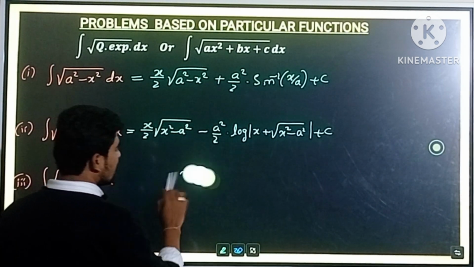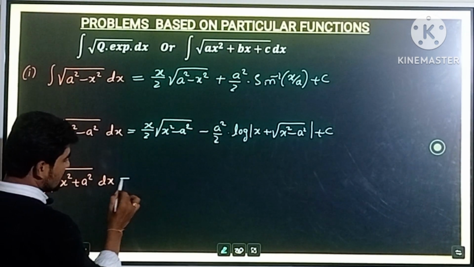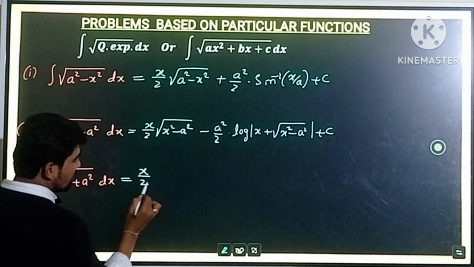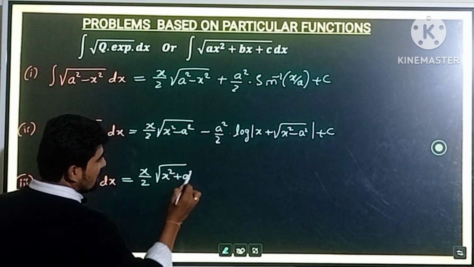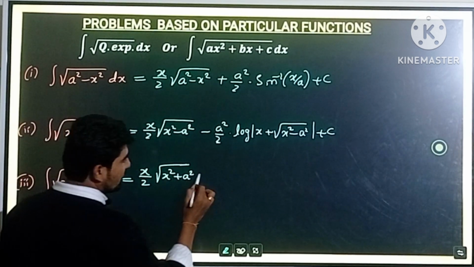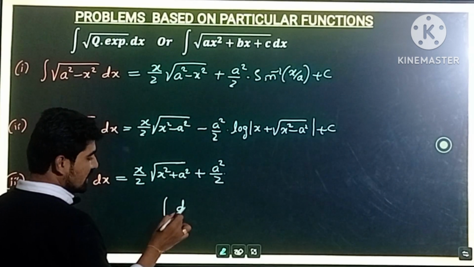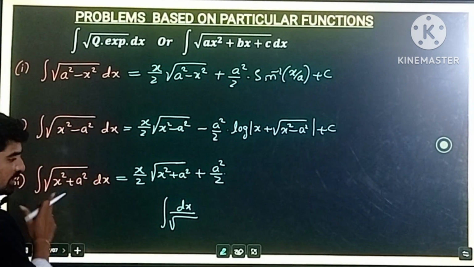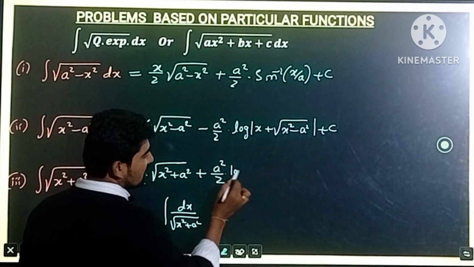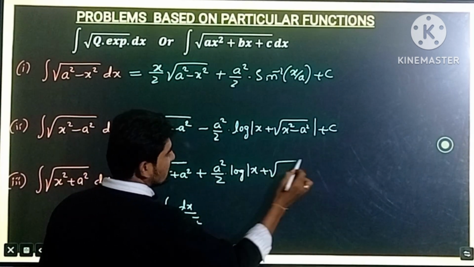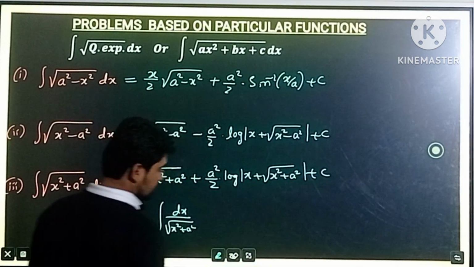And the third one, integration of square root of x square plus a square, is equal to x by 2 into square root of x square plus a square, and then plus a square by 2 into the formula for integration of dx divided by square root of x square plus a square, and its formula is log of x plus square root of x square plus a square, plus c.